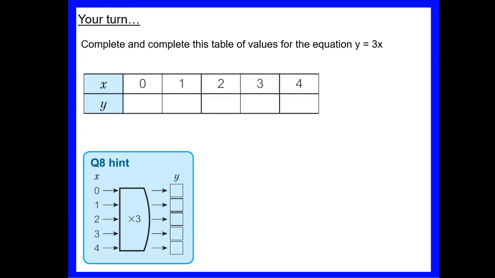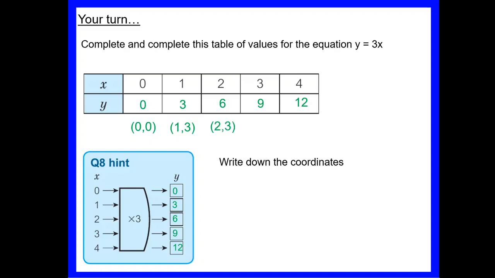All right then, so if we've used our function machine, we get 0, 3, 6, 9, 12, or we may have put this straight into our table, so 0, 3, 6, 9, 12. Our next step, we should write down our coordinates. So we've got 0, 0, 1, 3, 2, 6, 3, 9, and 4, 12.